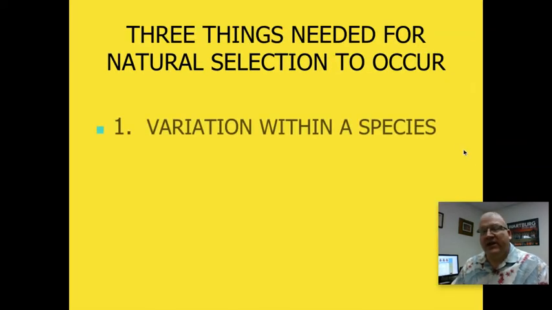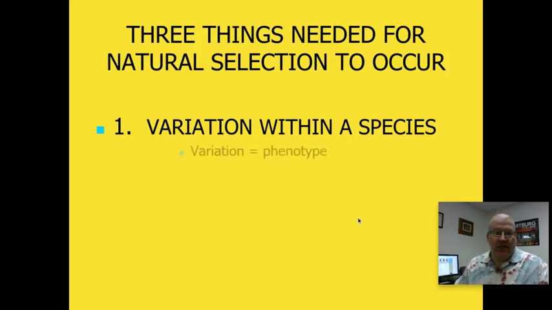He noticed that three things were necessary for natural selection to occur. First of all, there must be variation within a species. Okay? Variation within a species, sometimes referred to as a phenotype. If you remember your Punnett square work, okay, Punnett square work would tell you that different phenotypes can come from the same parents.